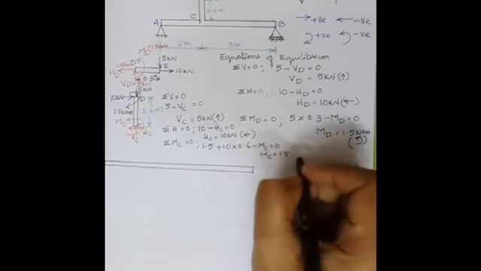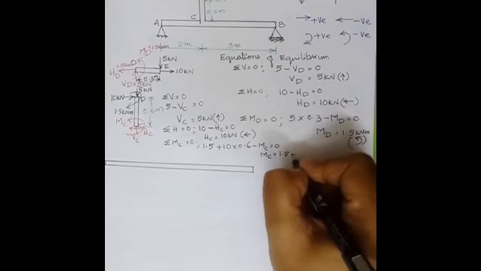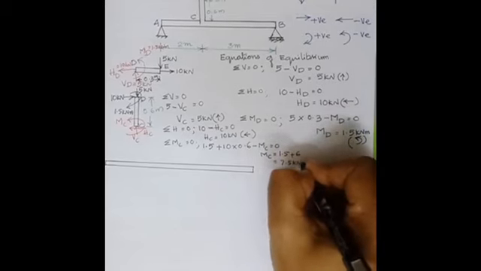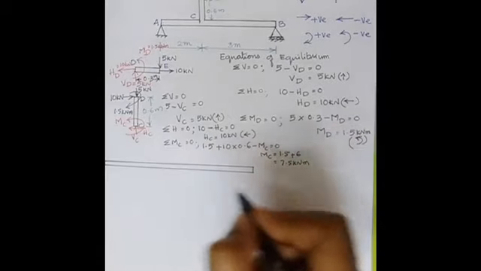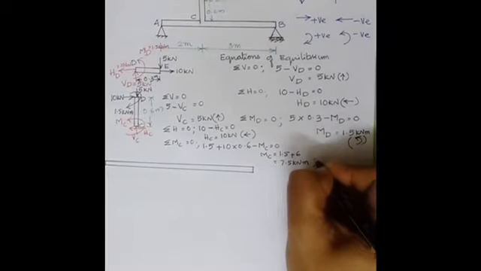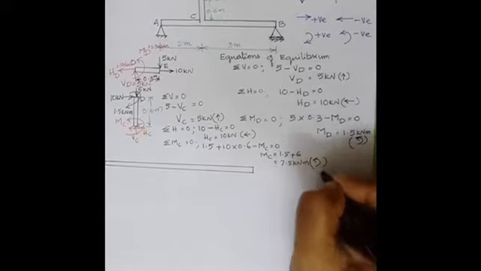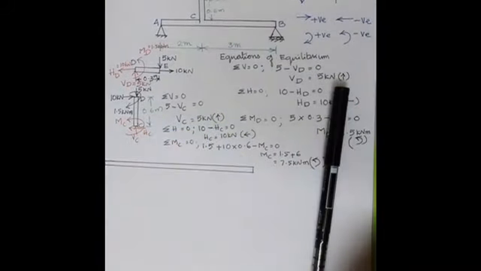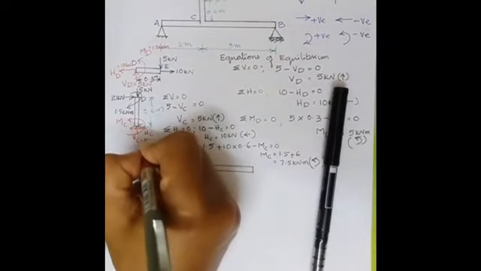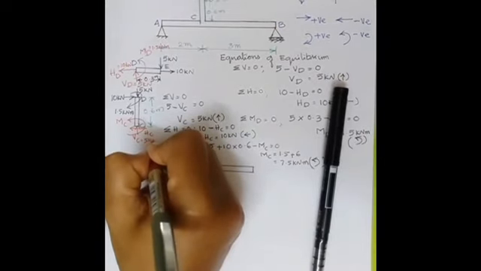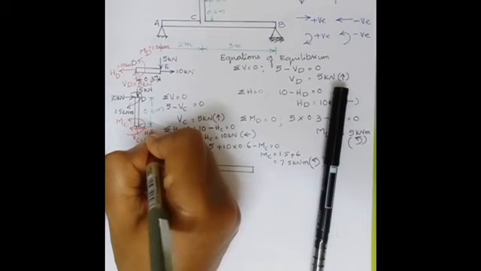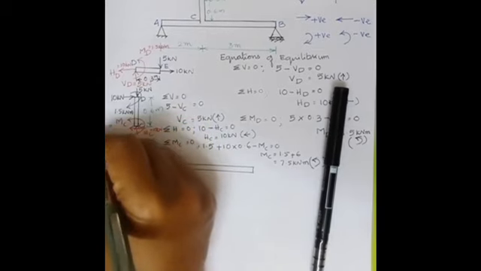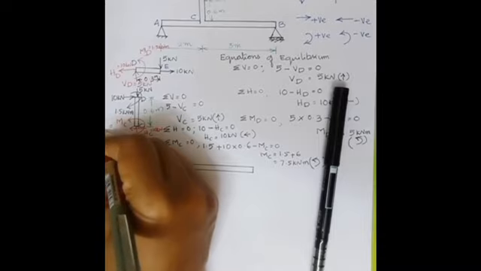1.5 plus 6. So this is 7.5 kilonewton meter. You have got positive sign, so what you have assumed is correct. That is, this is in the anti-clockwise direction. Okay. Now let us write these forces. You have got VC is equal to 5 kilonewton. You have got HC is equal to 10 kilonewton. And moment MC is equal to 7.5 kilonewton meter.